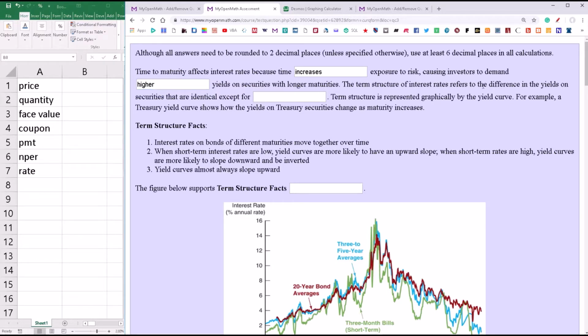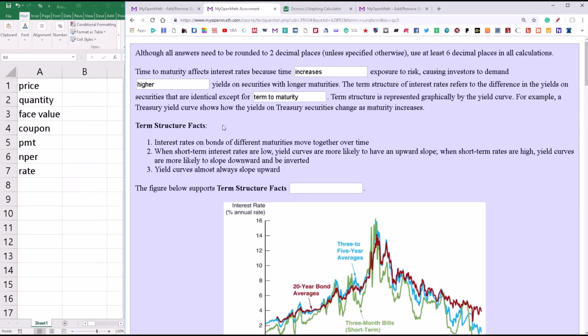The term structure of interest rates refers to the difference in the yields on securities that are identical except for their term to maturity. So if you're talking about the term structure of, say, treasury bonds, you want to look at all treasury bonds that have coupon payments, face value, that have different maturities. So everything about the treasury bonds is identical except for their maturities: 1 year, 2 year, 3 year, 4 year, 5 year, 6 year, 10 year, 20 year, 30 year. So the only difference is their maturity.